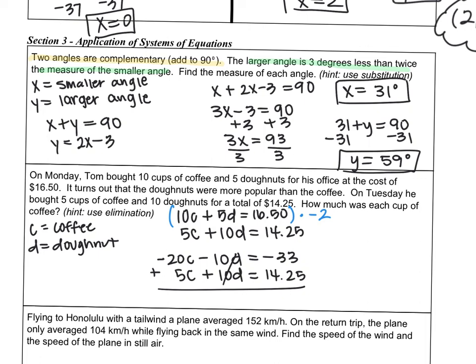So when we add the two equations together, we get -15C equals -18.75. Then we're going to divide by -15. And then we get a cup of coffee costs $1.25. And if I needed to solve for the price of a donut, I would plug that into one of the original 2 equations to solve for the donut. But I don't need to, so I'm not going to.